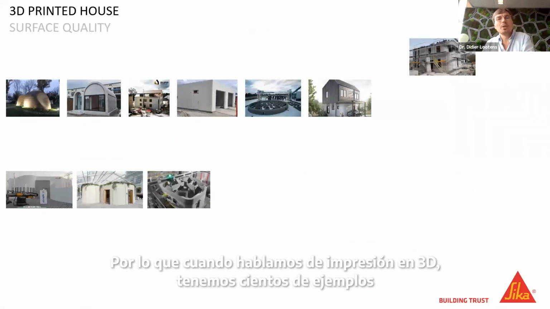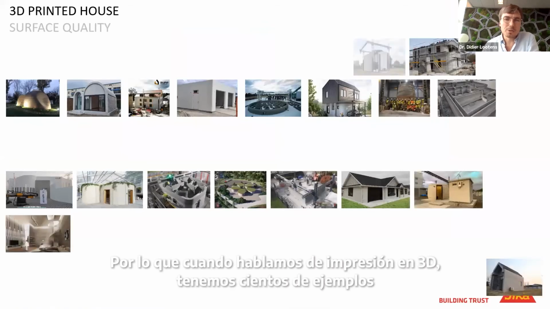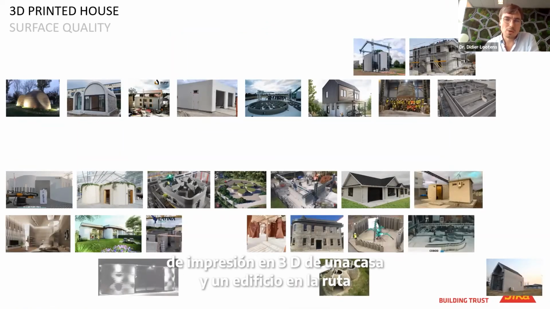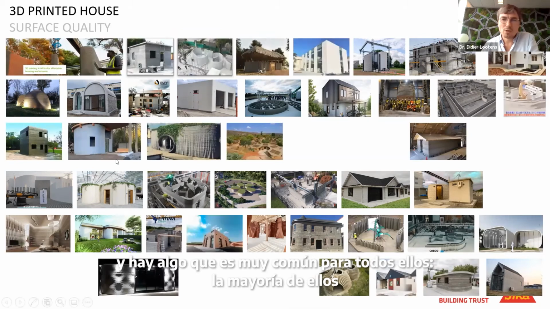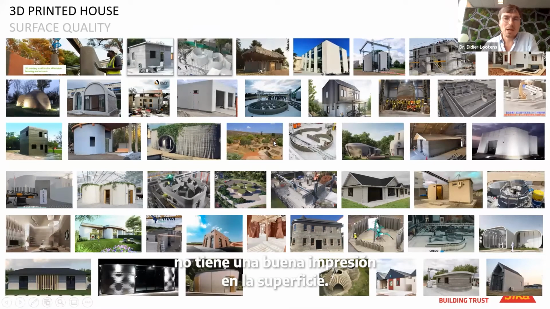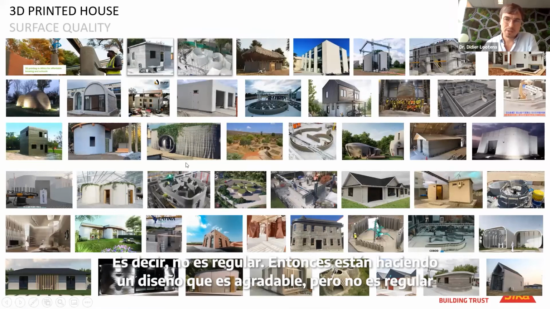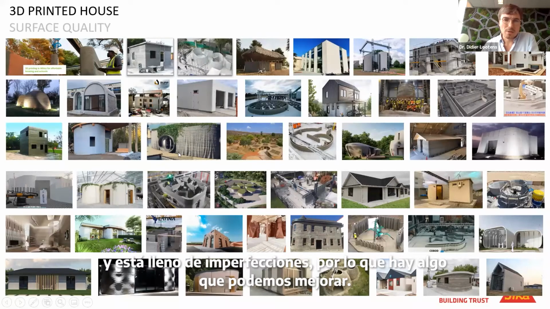So when we come to 3D printing, we have hundreds of examples of 3D printed houses and buildings on the road. And there is something very common to all of them. Most of them don't have a nice printed surface. I mean, it's not regular. They are doing some design which is nice, but it's not regular and it's full of defaults. So that means that there is something that we can improve.